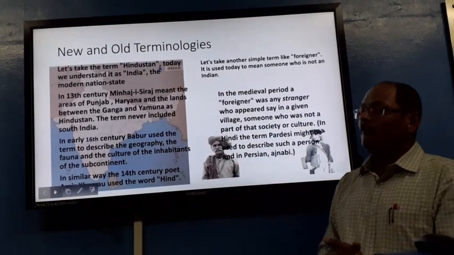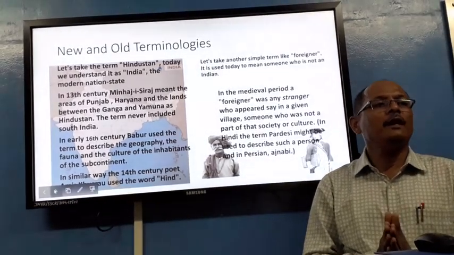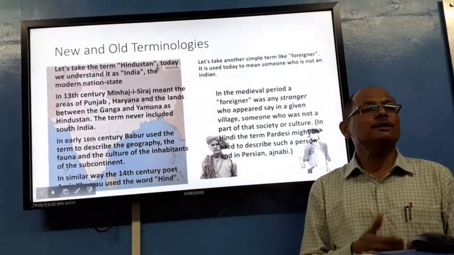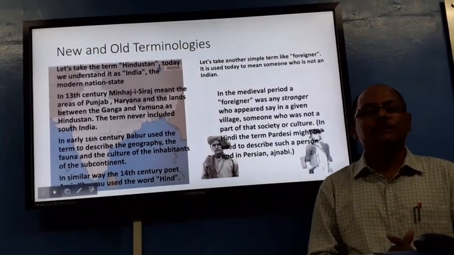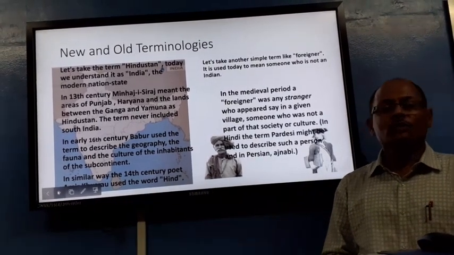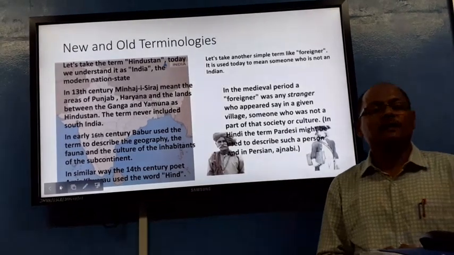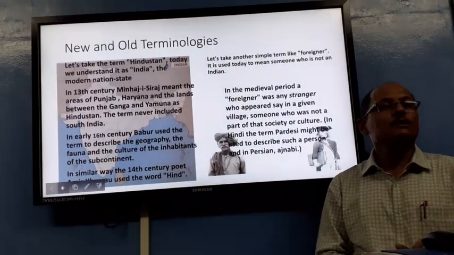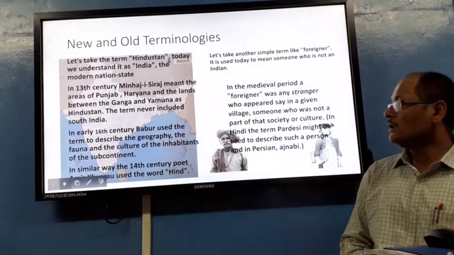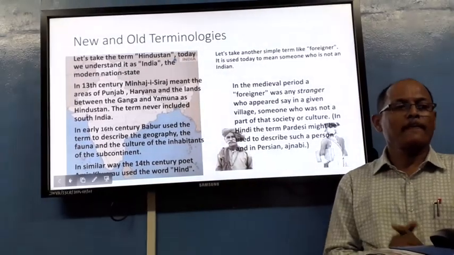So today when we talk of Hindustan, we understand it as India, a modern nation state. But in the 13th century, when Minhaj-e-Siraj used the word, he was talking about the areas of Punjab, Haryana and the lands between the two rivers, the Doab, that is Ganga and Yamuna, as Hindustan. The term never included South India.